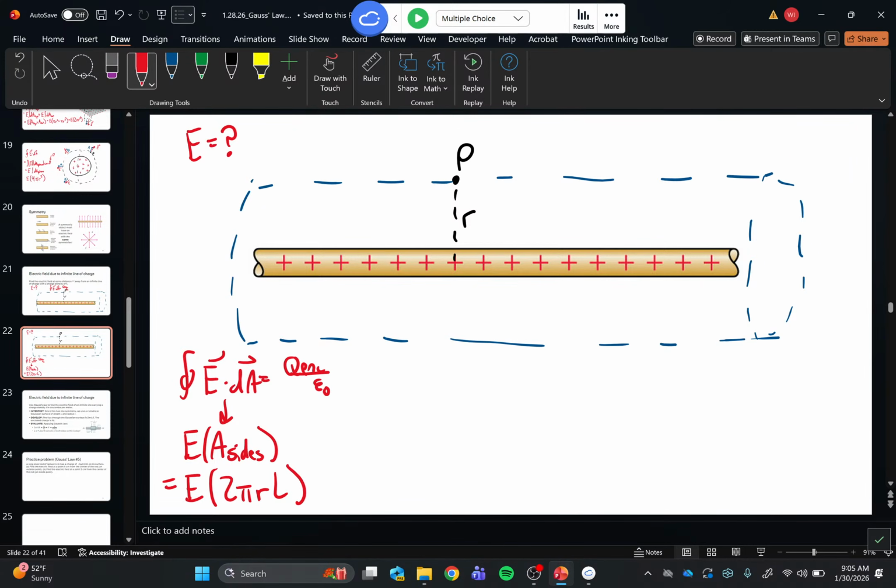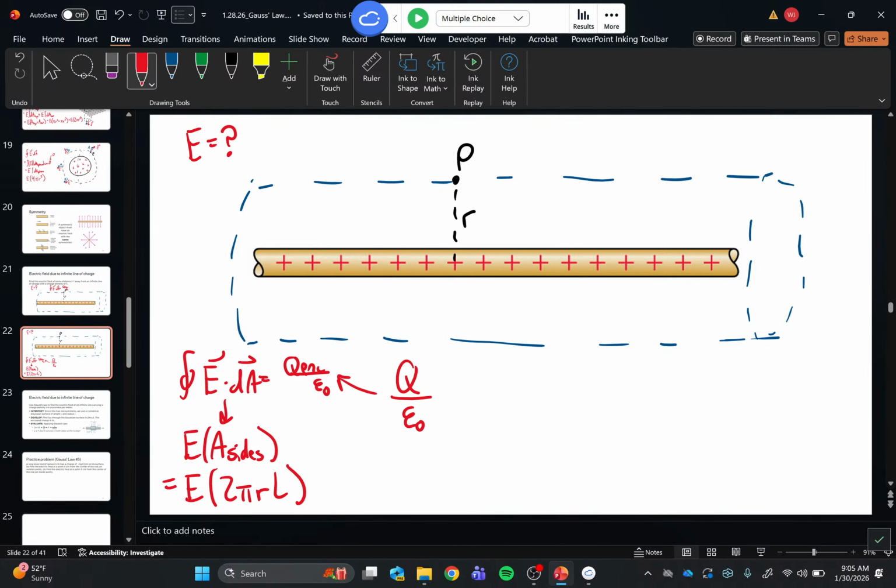So great, there's that. Now we're going to do the other side: Q enclosed over epsilon naught. How much charge is inside the cylinder? This cylinder is an infinite cylinder. Obviously, I drew the sides of it because I can't draw forever and ever. This cylinder encloses the entire rod. It goes forever. So how much charge is enclosed? All of it. Now, the problem didn't give me Q. It didn't tell me how much charge the rod had. It told me its charge density.